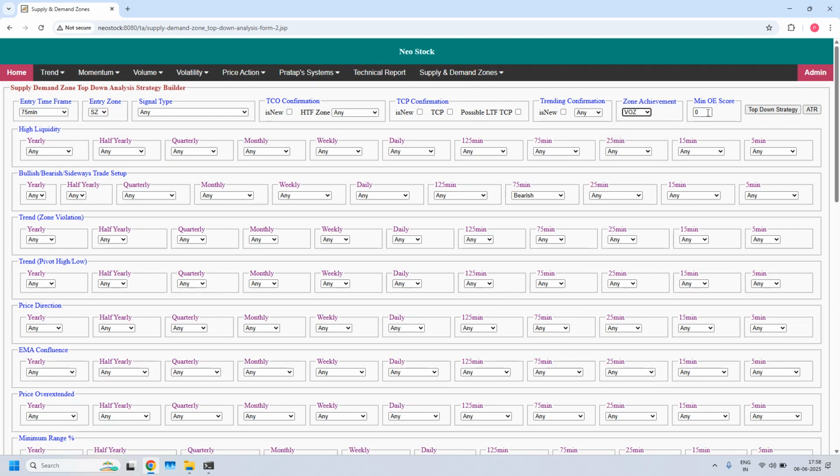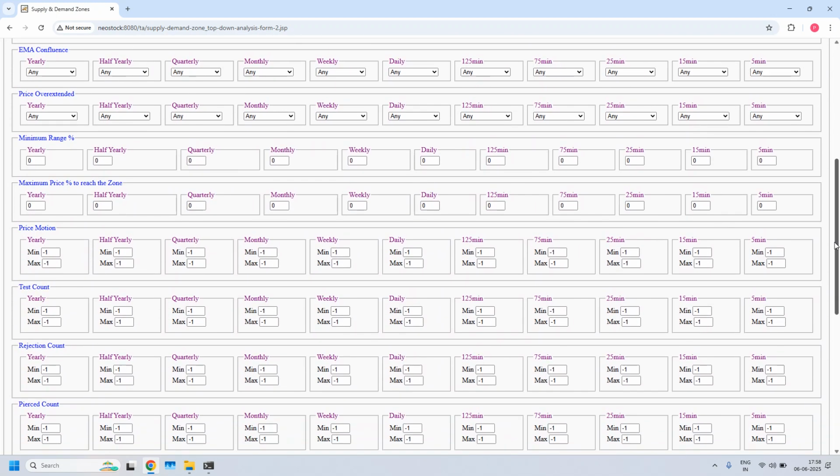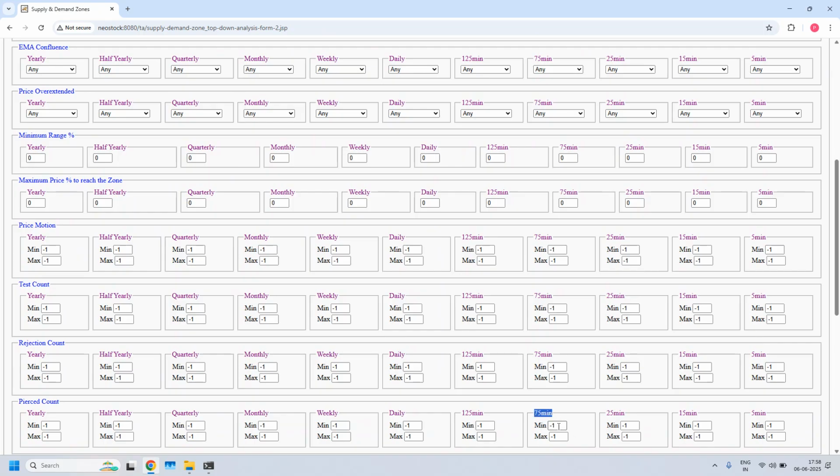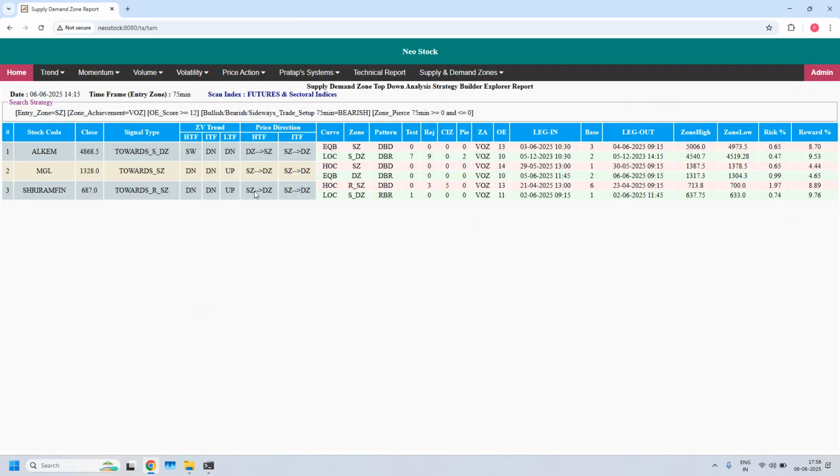Zone achievement VOZ, minimum order enhancer score 12. And also 75 minutes supply zone should not be pierced. Minimum value 0, maximum value 0. With these filters, we got 3 stocks supporting bearish trade setup for weekly income trade. Entry time frame zones are 75 minute supply zones. Out of these 3 75 minute supply zones, how many are having more high probability to get success?